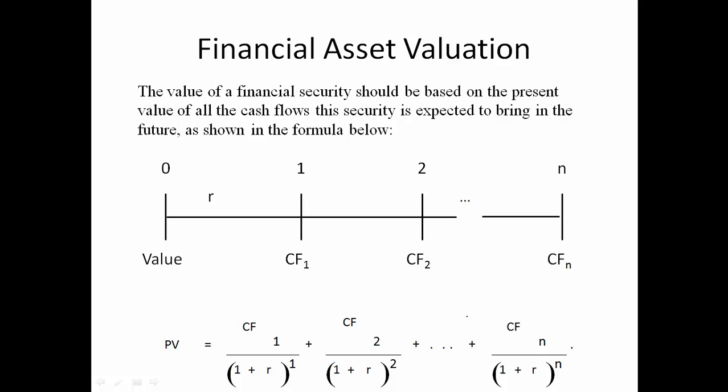The value of a financial security should be based on the present value of all the cash flows this security is expected to bring in the future. So if you remember the timeline from last lecture, suppose we have CF1, CF2 till CFN in year 1, year 2, and later years. Then the present value of all those cash flows is the total present value of all the future cash flows.